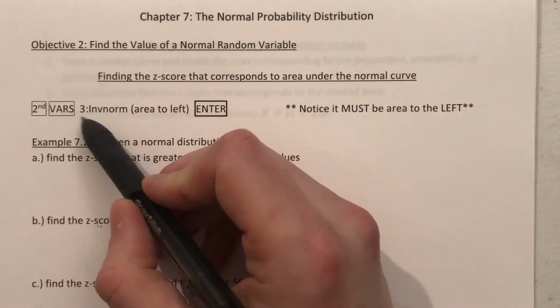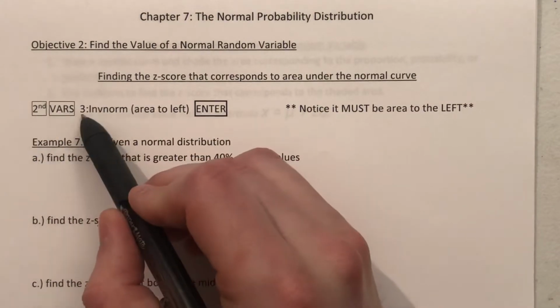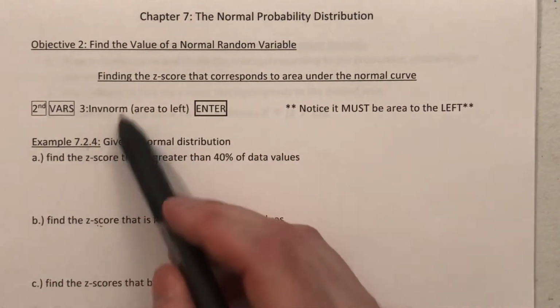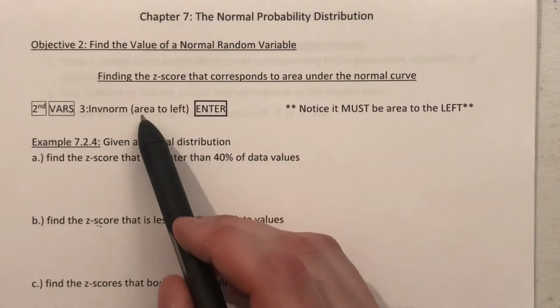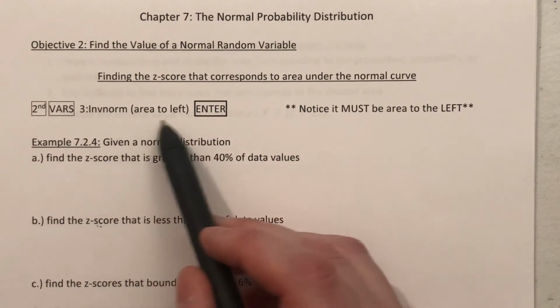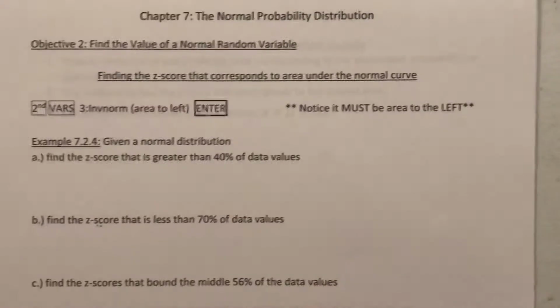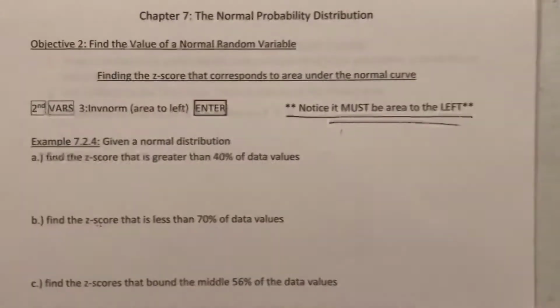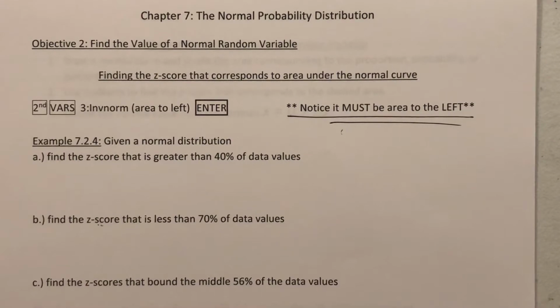So we have a calculator function in the exact same spot, second in vars. It was the very next option, inv_norm, which stands for inverse norm. That function is designed to take in an area and spit out a z-score. Now specifically, what's important about that is it only works one way. You have to put in an area to the left of a z-score, and then that will spit out the value of the z-score itself. Okay, so that is the key. It must be the area to the left. That's the only way inverse norm will function. So a couple quick ones here, and then we'll get into the real, official applications.